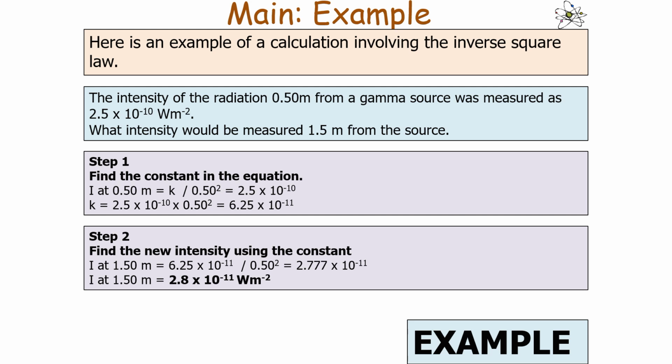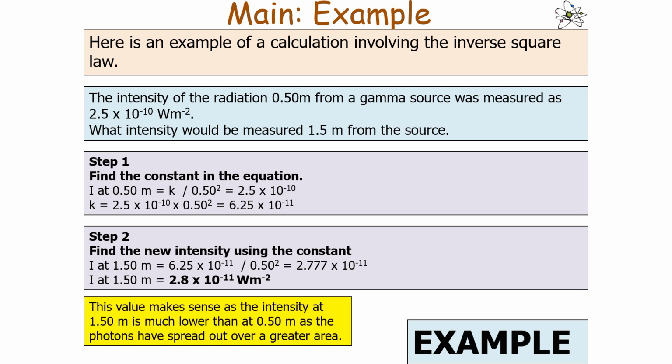So we can now say I is equal to k over x squared. We know what k is because it's just the value you calculated previously, 6.25 times 10 to the minus 11. You divide it then by 1.50 squared to get your answer to be 2.8 times 10 to the minus 11 watts per meter squared. Now this value makes sense, as the intensity at 1.50 meters is much lower than at 0.50 meters, as the photons are spread out over a greater area.